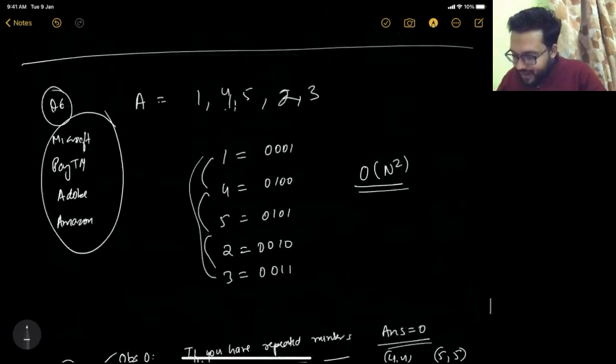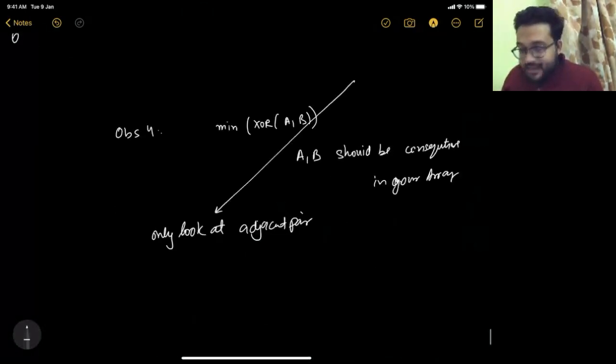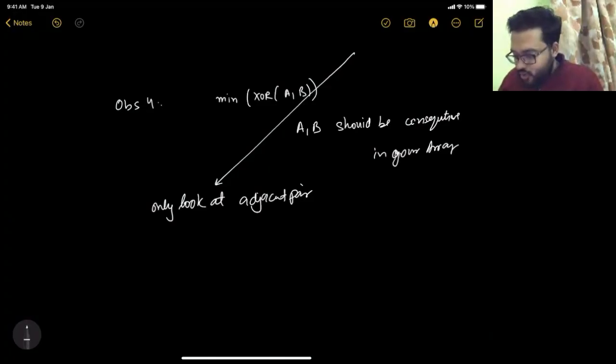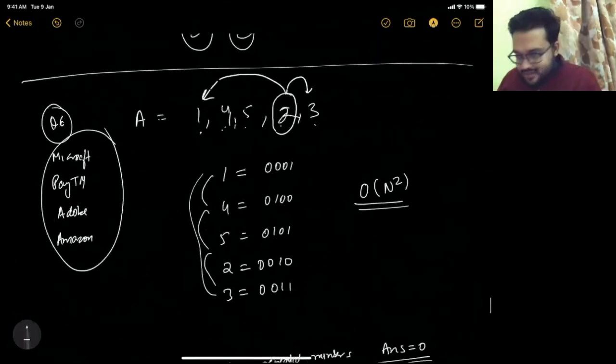So what I essentially want to say here is, if 2 was to give my minimum XOR, it can only give it with 3 or 1. Similarly, if 5 was to give my minimum XOR, it can only give it with 4 or 6, 7, 8, but there is no number greater than 5, so it can only give it with 4. Similarly, if 3 had to give me the minimum XOR, it can only give it with 2 or with 4. How many of you appreciate this observation, this claim? That you only need to look at adjacent pairs in the sorted array and not all the pairs.